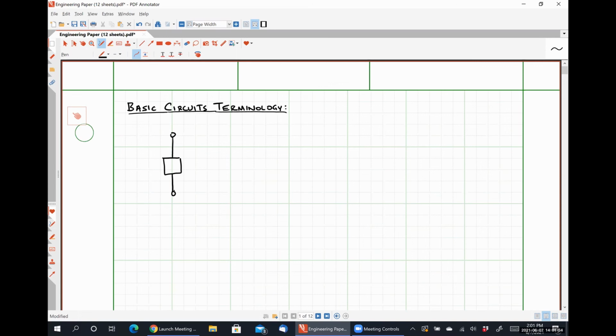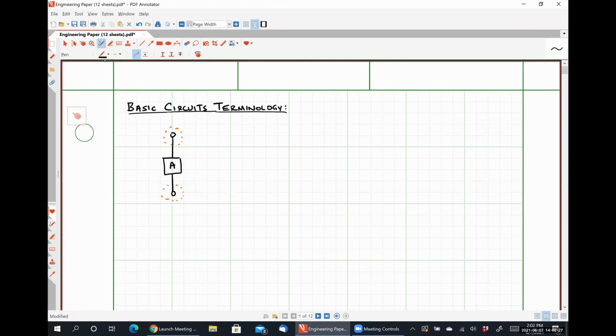So this is going to be our symbol for a generic circuit element, and I'm going to call this guy element A because it helps to label things sometimes. This circuit element is an example of a two-terminal element. So the terminals are these guys right here, and the terminals are what allow us to connect additional circuit elements to this guy. Okay. Not all circuit elements have two terminals.